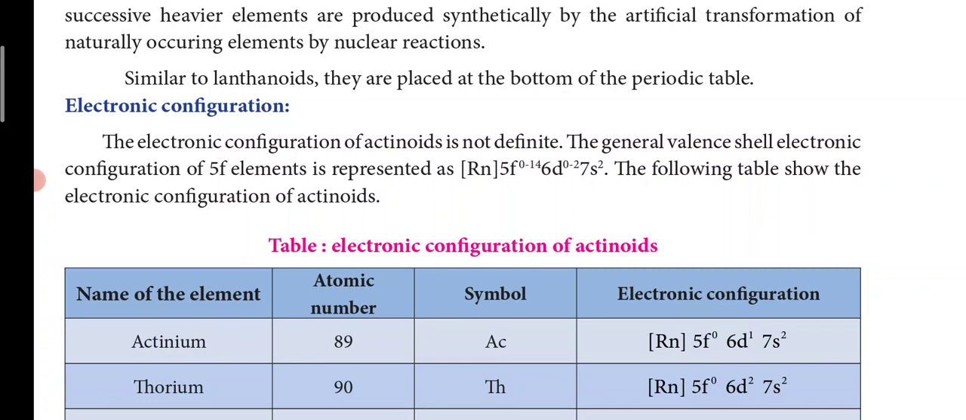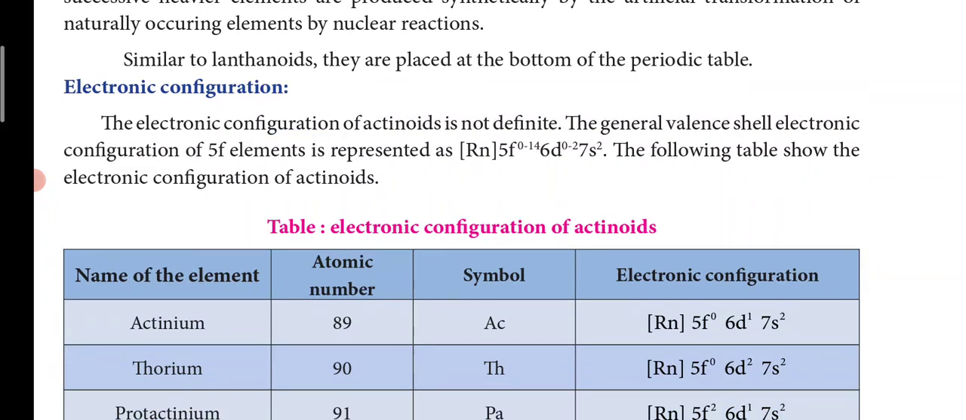The actinoids are also placed at the bottom of the periodic table. The general valence electronic configuration of 5f elements is represented as radon 5f 0 to 14, 6d 0 to 2, 7s2. But what they are saying is that the electronic configuration of actinoids is not definite. I first read it incorrectly. It is not exactly fixed.